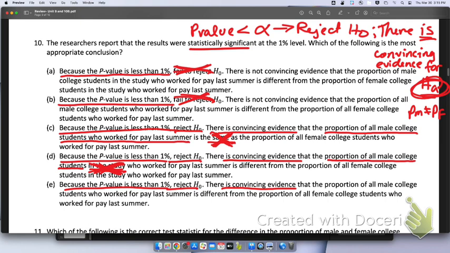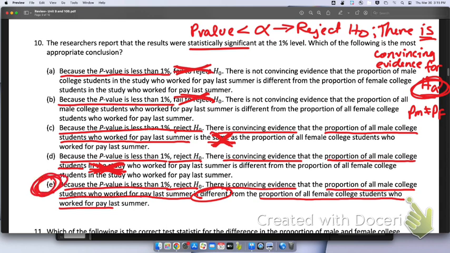I don't have to do a test about what's in the study. I can just look at the data of the sample. So why would I write a hypothesis about the sample? That's what this is basically doing here. So the proportion of all male college students who worked for pay last summer is different than the proportion of all female college students who worked for pay last summer. That's the population, and that's why I'm doing this test.